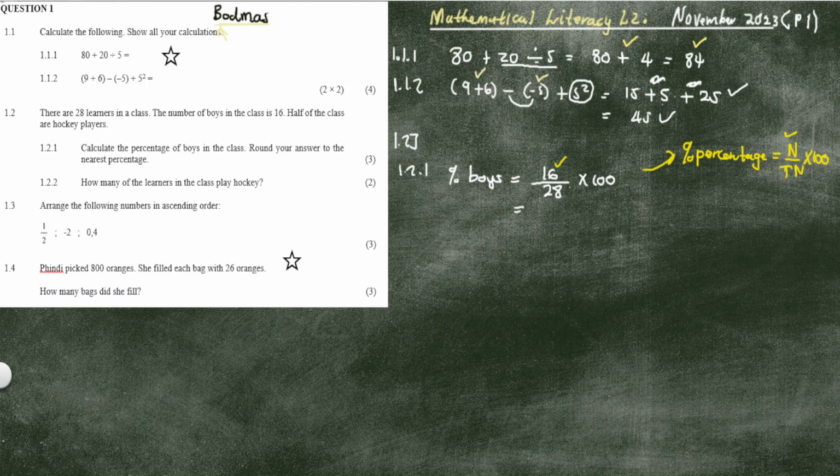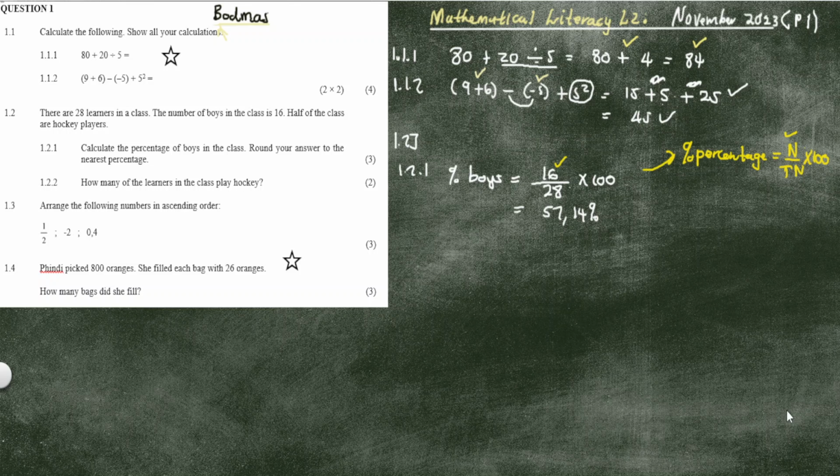Let me grab a calculator for this. 16 over 28 multiplied by 100. I'm getting 57,14 in 2 decimal places. This is not the final answer. However, this is not the final answer.